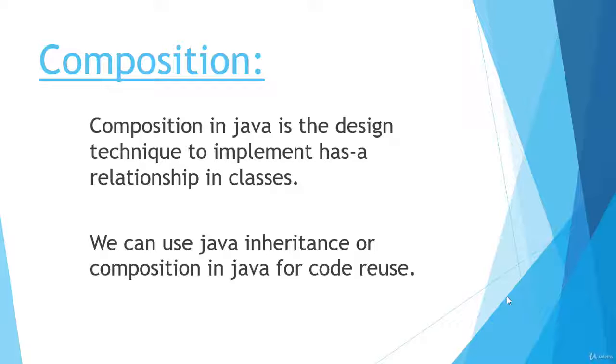We can use Java inheritance or composition for code reuse. Now in composition we must have a has-a relationship, meaning we have two classes, and those two classes must have a relationship between them, and we can reuse our code through inheritance or composition. We know about inheritance, and for this video we will discuss composition only.